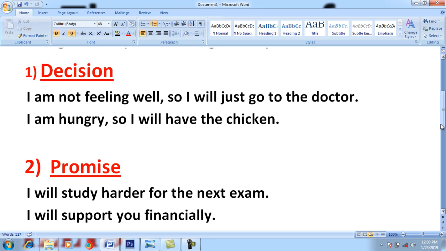Another example, I'm hungry, so I'll have the chicken. In this case, my stomach is empty, so I decided to eat chicken. So simply I can use will: I'm hungry, so I'll have the chicken.